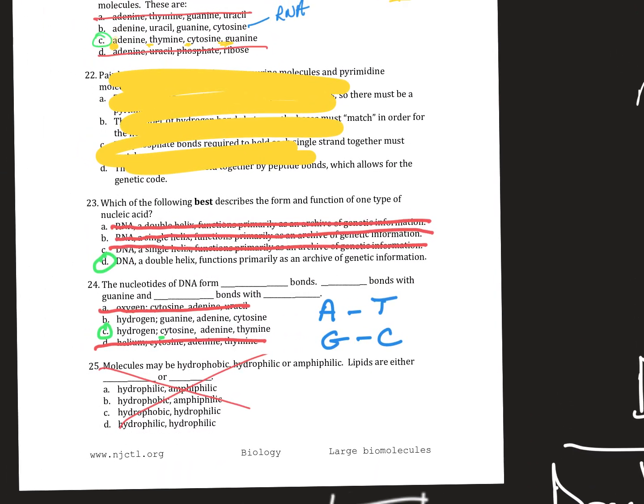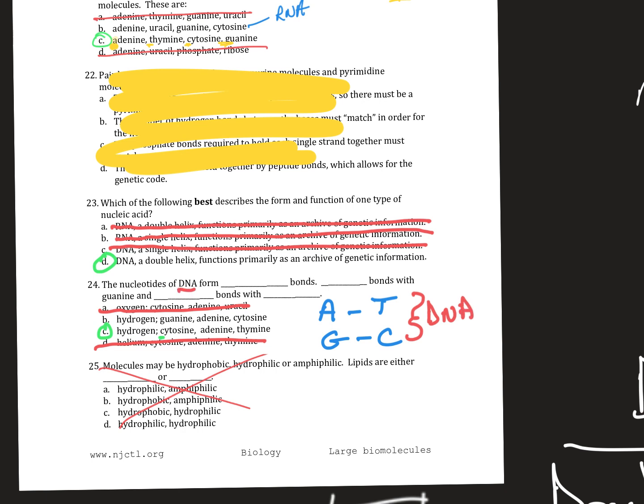I think we have one or two more questions, so should we go and finish it? Can I go on? What else? A bonds with T. It's on the board. A bonds with T, G with C in DNA. This is in DNA.